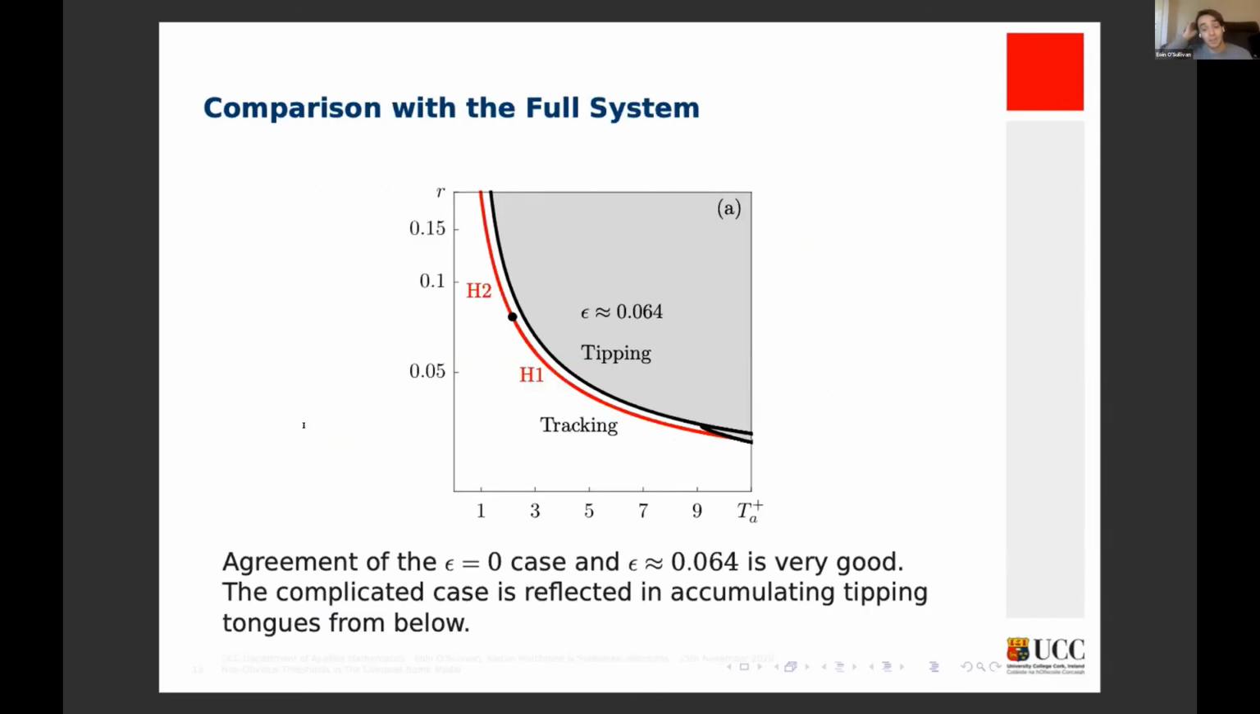So you can compare this calculated rate-induced tipping point, which occurs in this epsilon equals 0 limit, with the numerically calculated region from the full system. And the agreement is quite good, because this epsilon is actually not as small as you might like for the slow-fast analysis. And the fact that it's a complicated case is reflected in these accumulating tipping tongues that we get from below.